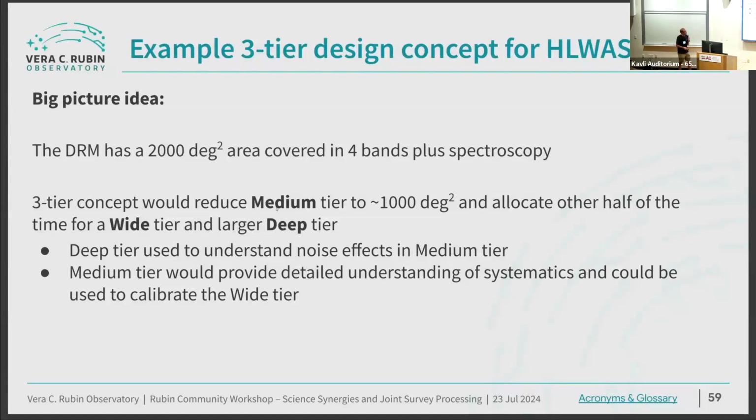So again, the design reference mission considered 2,000 square degrees covered in 4 bands. We are at least discussing a 3-tier concept. We would reduce that medium tier to about 1,000 square degrees and then allocate the other half of the time to a wide tier and a larger deep tier, larger than the 20 square degrees in the design reference mission. I'll show a table with details in just a moment.